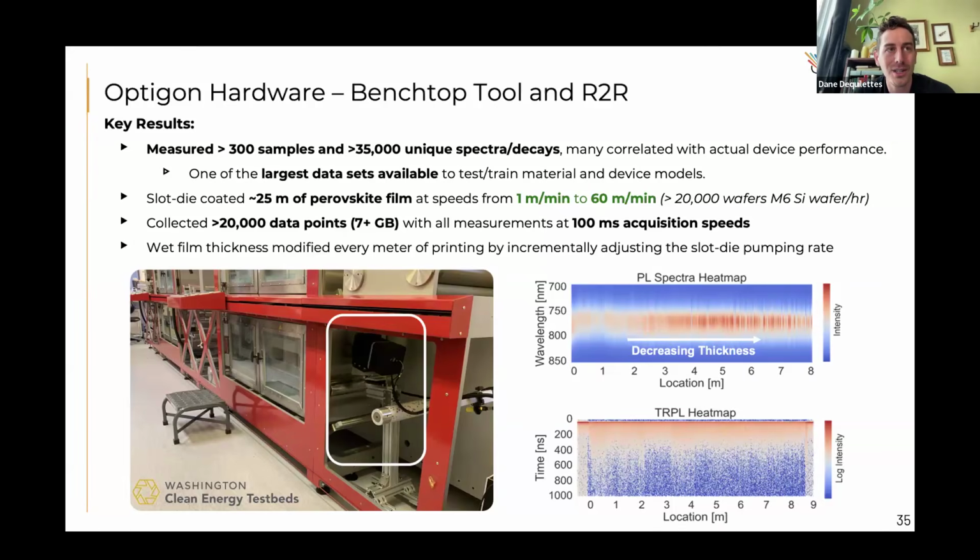And just to highlight, we actually changed some of the processing parameters on the slot die coater, the slot die pumping rate. And we can actually see those show up in some of the measurements that we collected, specifically the PL spectra. There were clear trends as we changed the slot die pumping rate, whereas in other measurements, such as time-resolved PL, we didn't see much change. So this is just highlighting the need for multimodal measurements so that you can get a holistic picture of how the device or the material is changing as you change process conditions.